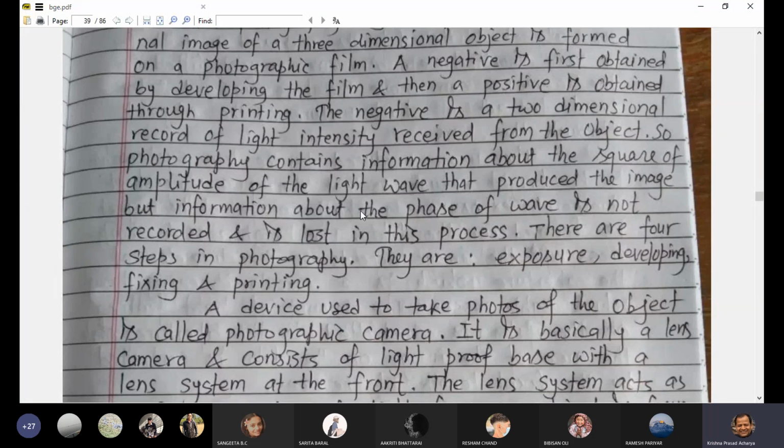And there are 4 steps in photography. One is exposure, another is developing, another is fixing, and last one is printing. There are 4 steps in photography. They are exposure, developing, fixing, and printing.